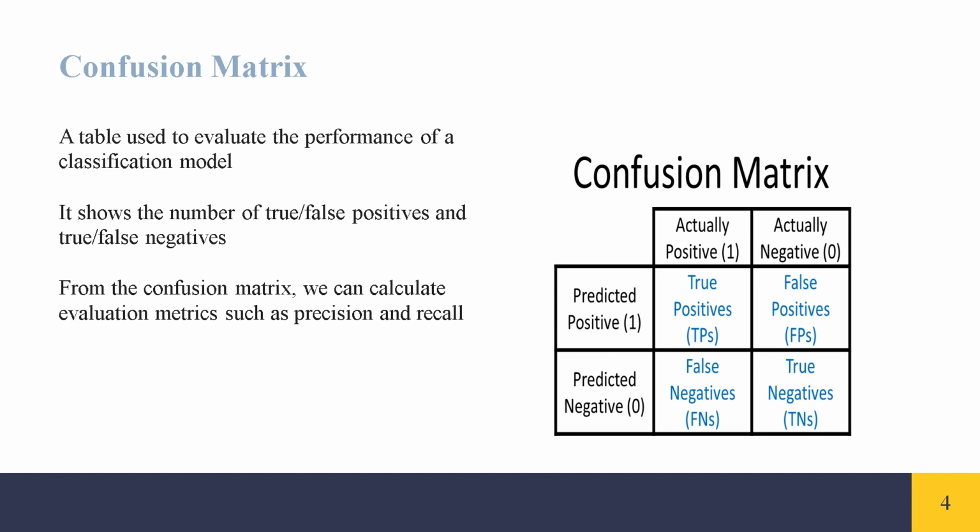A confusion matrix is a table used to evaluate the performance of a classification model. It shows the number of true or false positives and true or false negatives. From the confusion matrix, we can calculate evaluation metrics such as precision and recall.